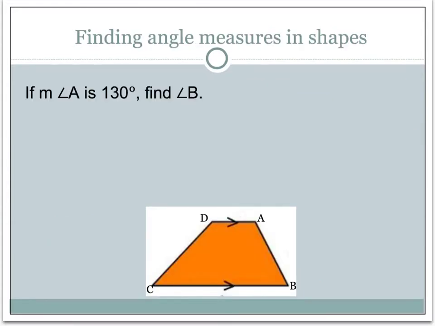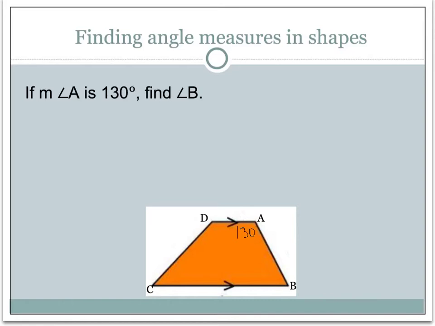Now in this example, this is to find angle measures using shapes. Now this might not look like the pictures that we've been talking about of a transversal cutting two parallel lines, but we are going to see that it's very similar, and we can get that picture out of this. This statement tells us if the measure of angle A is 130 degrees, then find the measure of angle B. So I can go ahead and label my angle A as 130 degrees. I know that that angle is 130.